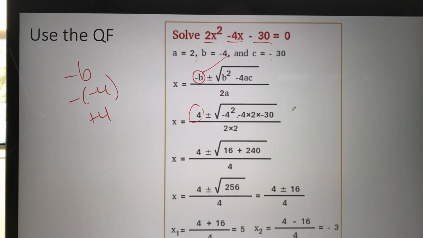And then really from here it's mechanics all the way down. You're going to do these steps quicker, of course, eventually. I add the two terms under the root. I take the root, which ends up being 16. Now I have my two cases, 4 plus 16 and 4 minus 16. When I work them out, I get the same answers, 5 and negative 3.